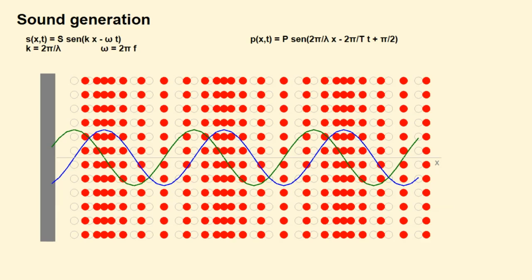In this animation, we have used green to represent the waveform of the displacement of the particles with respect to their rest position, and blue to represent the waveform of the pressure variation. Notice that the second one is 90 degrees behind the first one. This delay is logical, since the increase in pressure is a consequence of the displacement of the particles.